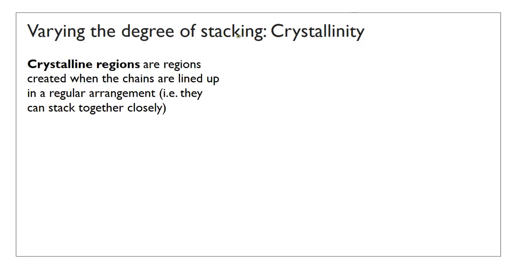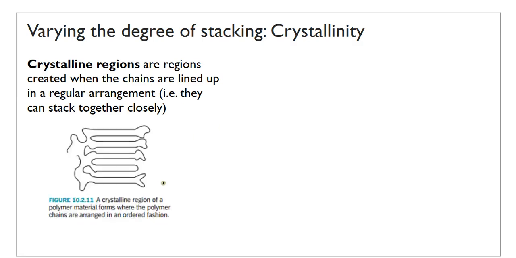Anyway, when we talk about stacking in the context of a polymer, what we tend to refer to is crystalline regions. And these are regions that are created when the chains are lined up in a regular arrangement, which is another way of saying that they can stack closely together. Here's a visual representation for you. If you remember when we talked about ionic lattice, the word crystal was used to describe regions of regular arrangement. This is very, very similar. It is also used to describe regions that have a regular arrangement, but a regular arrangement in a polymer is made by regular stacking. So that's a crystalline region.